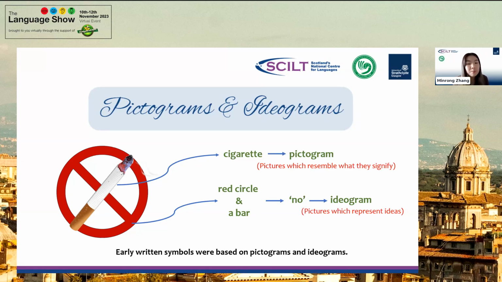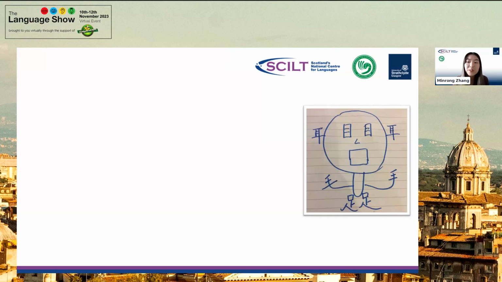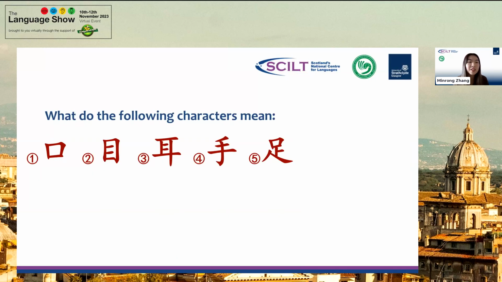And early written symbols, or early written Chinese characters, were based on pictograms and ideograms. So I'm going to give you an example. These are very vivid examples of pictograms. Have a look at this picture. I'll give you 10 seconds to look at this picture. And then now I'm going to remove this picture and give you a task. So what do the following characters mean? Have a guess and type in the chat.